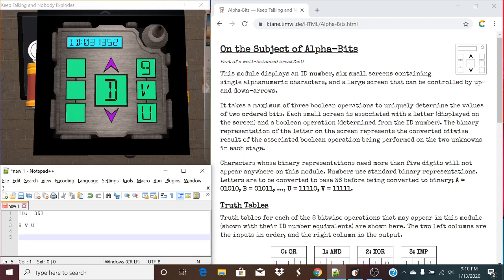So 9 in binary, and we don't have to add 9, is 01001. Next up we have a Victor. Victor is a 20... is a 31. 31 is 11111. And Uniform is one position less, and you can actually use this guide right here. Uniform is 11110. And these are the binary numbers.